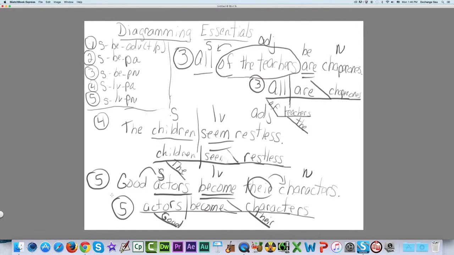Now, you should be able to see why it's so important to me that you put pattern numbers with your diagrams. Because these diagrams are so similar, if you don't include the pattern number, then I don't know that you know what part of speech is ending the sentence, an adjective or a noun. It also helps me know that you understand the difference between a be verb and a linking verb.